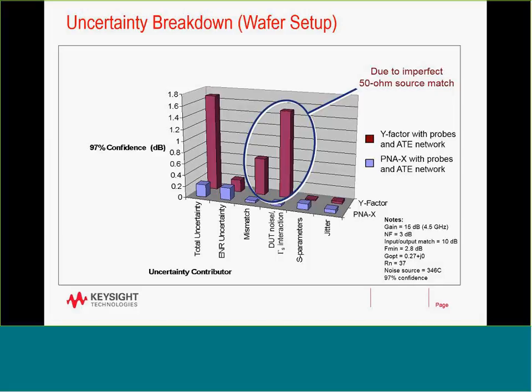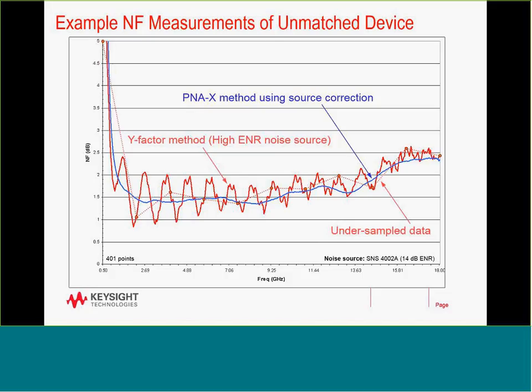Okay, so again, for a perfect system, you could see that the largest error is always mismatch in terms of Y-factor. Look at this, the mismatch actually shows up as a ripple in our frequency noise figure measurement. The PNA-X is the blue line, and you can see with the high ENR noise source, that large ripple across the measurement.